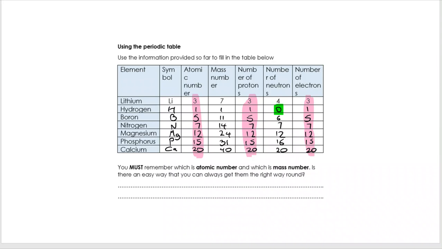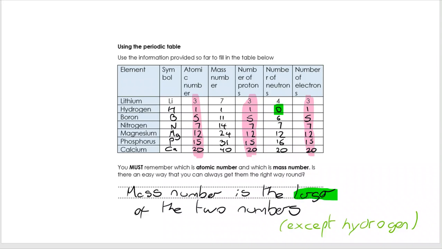So you must remember which is the atomic number and which is the mass number. There is an easy way to remember it, and that is that the mass number is the larger of the two numbers. The one exception to that rule is hydrogen, where the atomic number and the mass number are equal, hence no neutrons. That takes us to the end of this video.